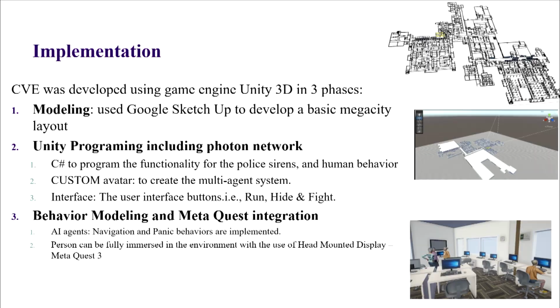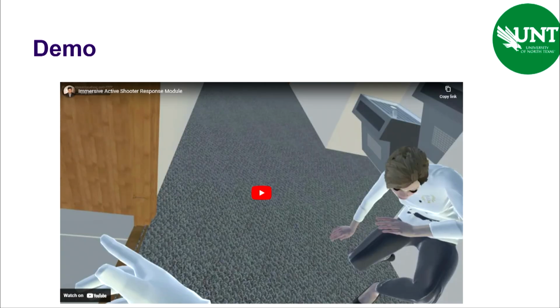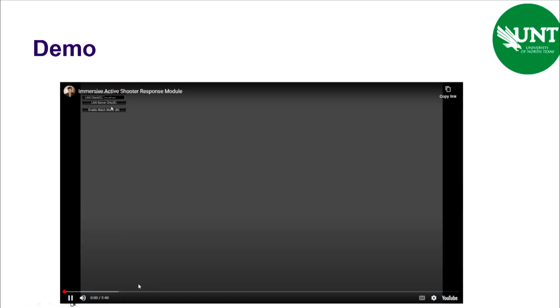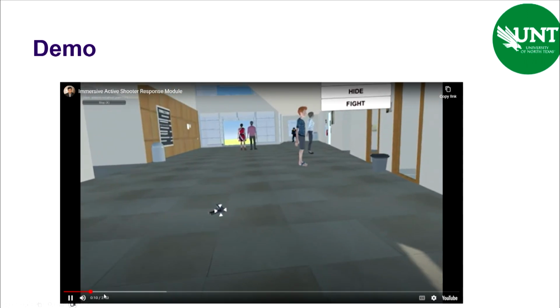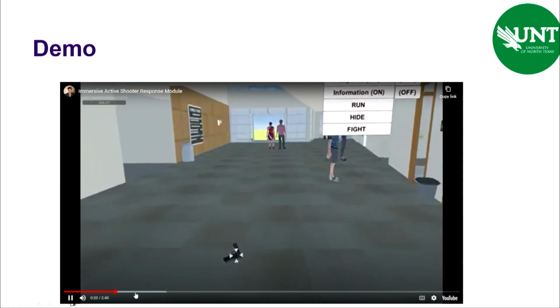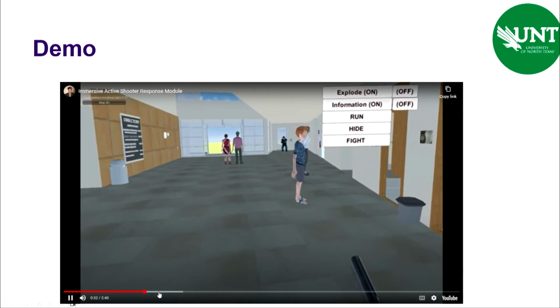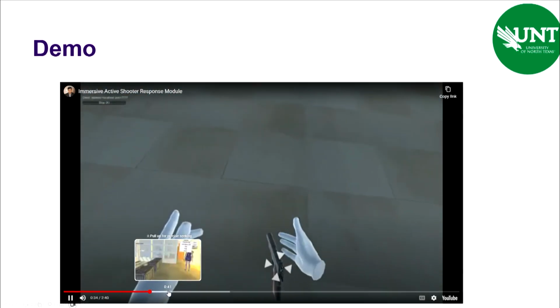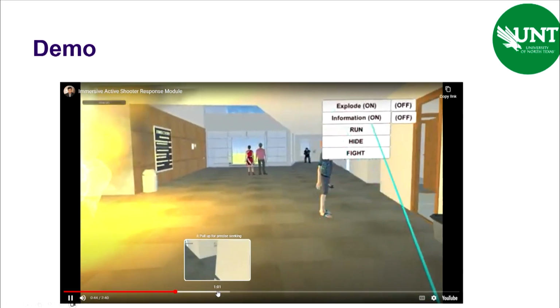And then, as I said, we integrated AI agents as part of it. So let me see if I could try to play something that was the first phase, and then I'll show you the next phase. So this is picking up the controllers and seeing which one is the right hand and left hand.